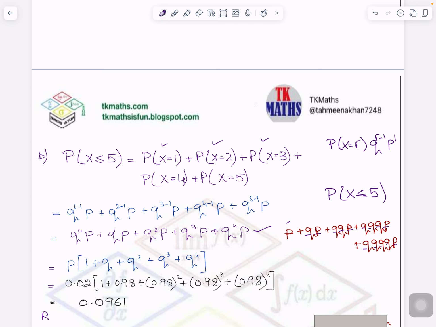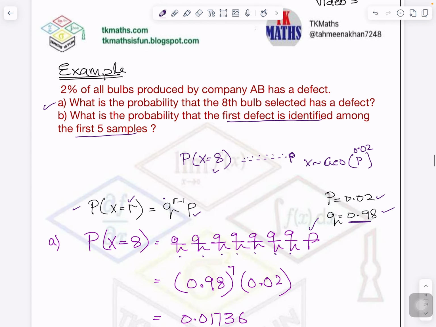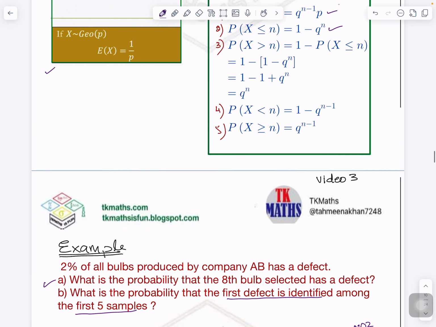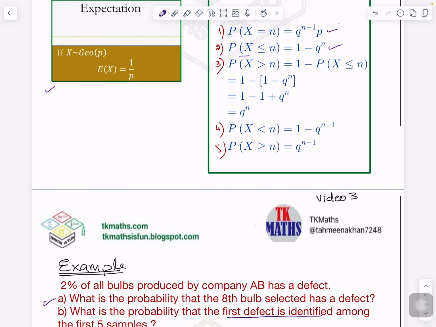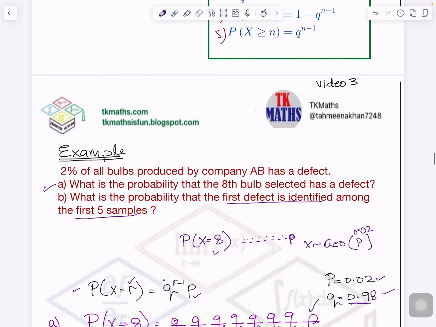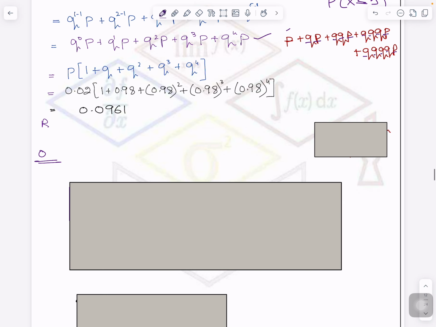Or what can I do? Because this is reminding me of the probability of X less than or equal to R. We have studied that the formula is here. Less than or equal to R is this formula. You can see here, it is 1 minus Q power N. Whatever the power is here, the same is the power. So I'm going to apply this formula here.